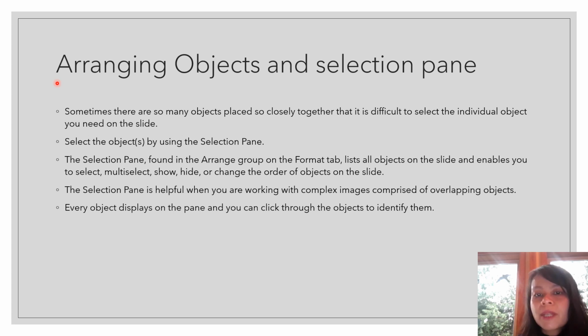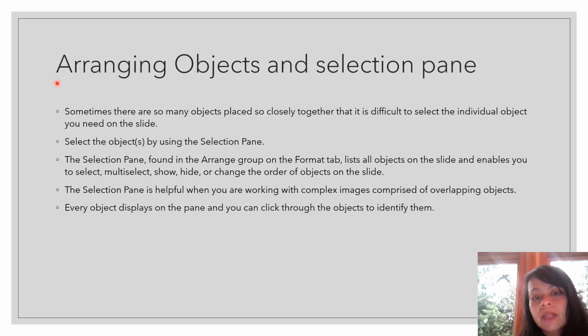Sometimes there are so many objects placed together that it's difficult to select the individual one that you need on the slide. So select the object by using the selection pane then. Okay, the selection pane is found in the Arrange group on the Format tab. Don't worry, the video tutorial will show you where it is.